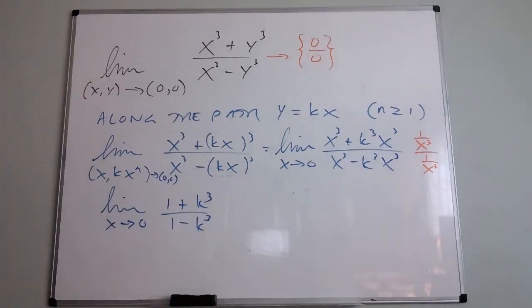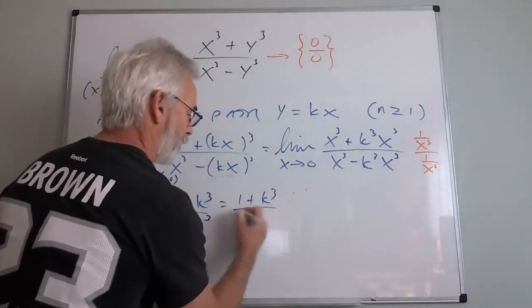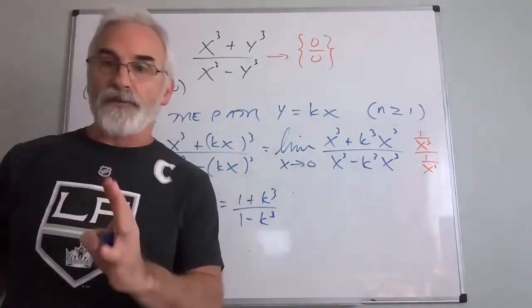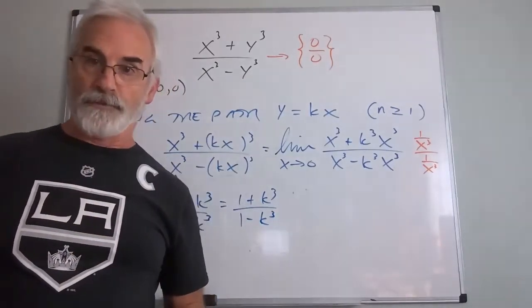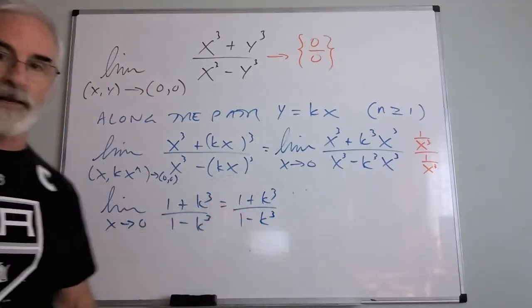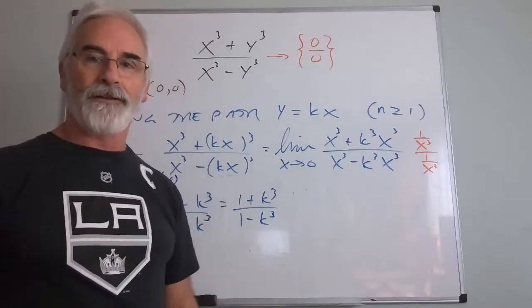And why is that important? Because that limit is 1 plus k cubed over 1 minus k cubed. Great. I just took an infinite number of different lines that pass through the origin. And when I took the limit, I got this thing here, which sure looks to me like it's a constant. So once again, it appears that our limit is a constant.